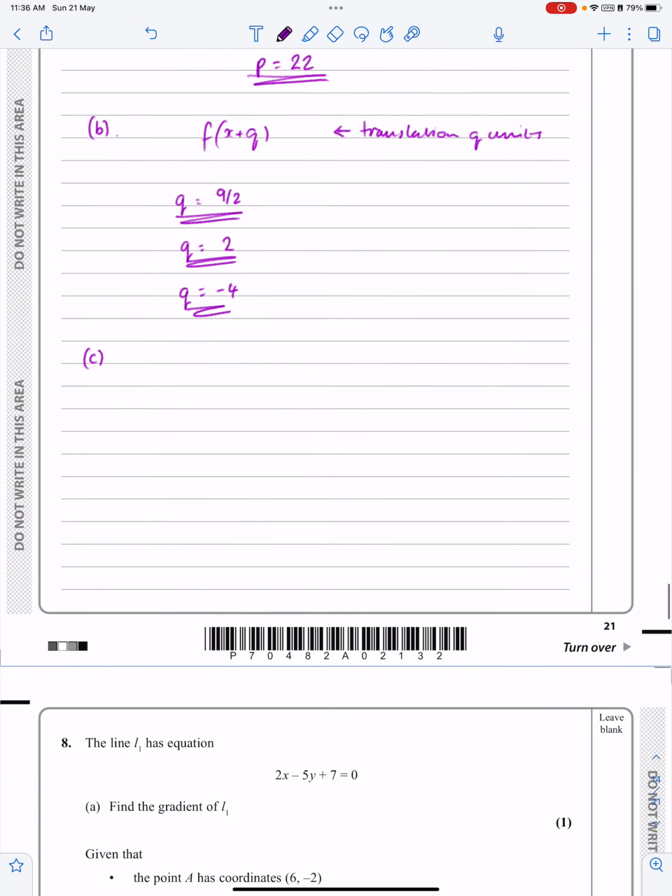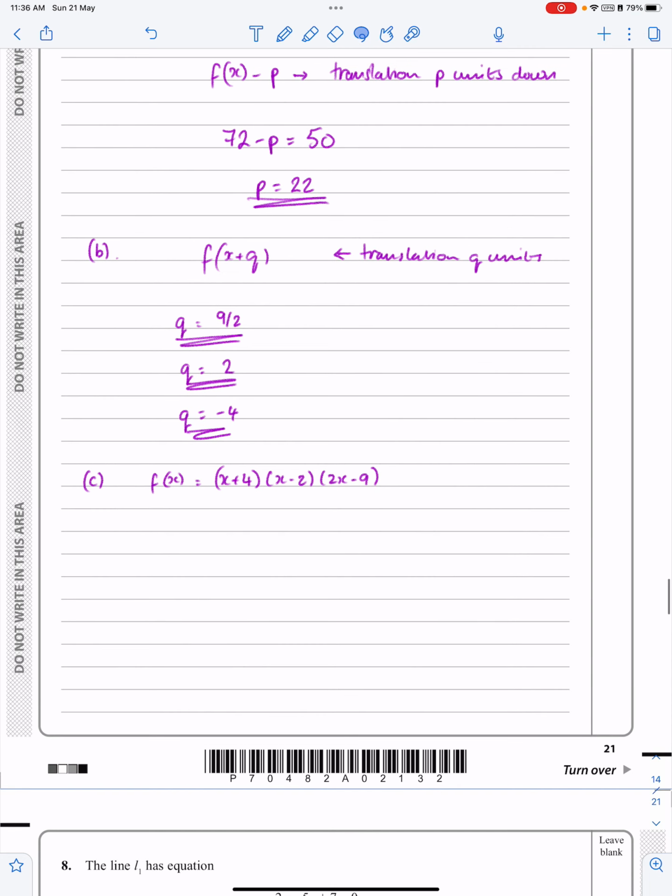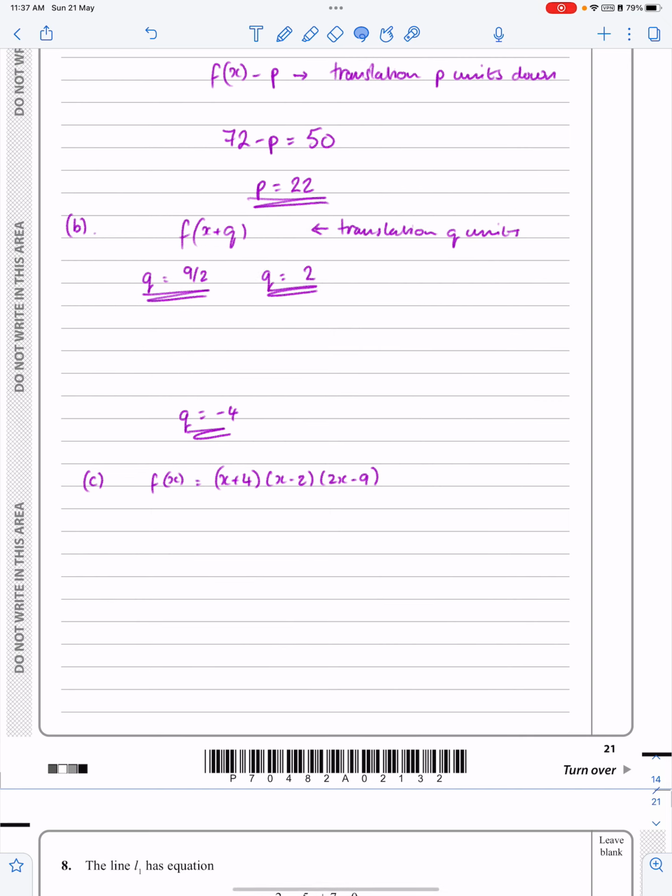So if I go back, f(x) was equal to (x + 4)(x - 2)(2x - 9). I can see I'm running out of space here, so let me move some of my answers up. That can go up there, and these three can all be on the same line, can't they? Just to give me a little bit more space.